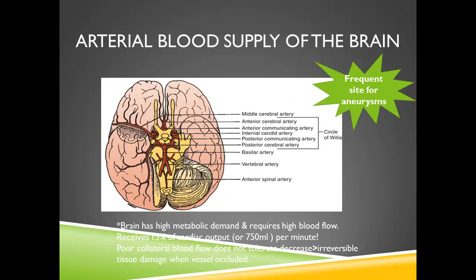Arterial blood supply of the brain. The brain has high metabolic demand and requires high blood flow. In fact, it receives 15% of cardiac output per minute. If there is poor collateral blood flow, the brain does not tolerate decreases or changes in blood flow well, and in fact, irreversible tissue damage can occur when vessels are occluded. During a stroke, one of the arteries listed in this slide can be affected.